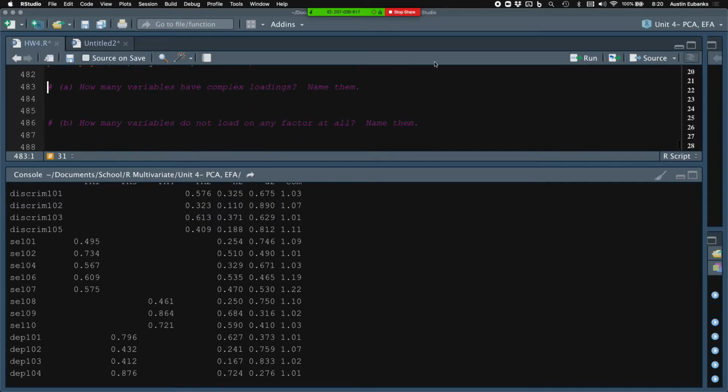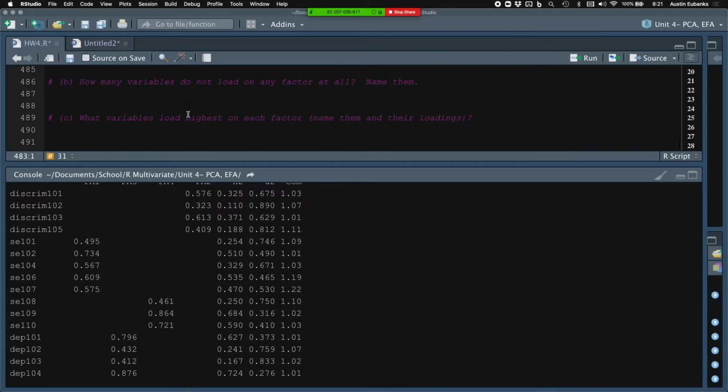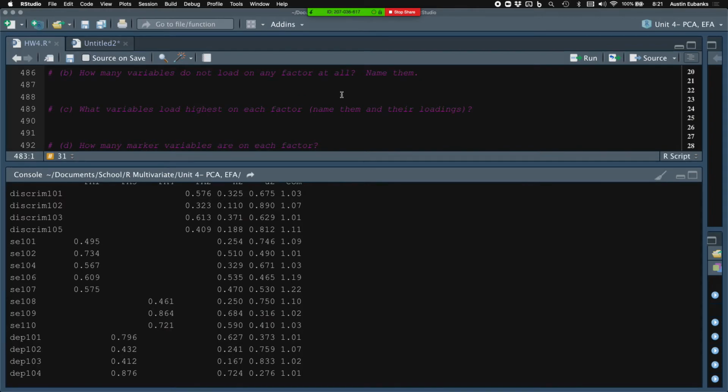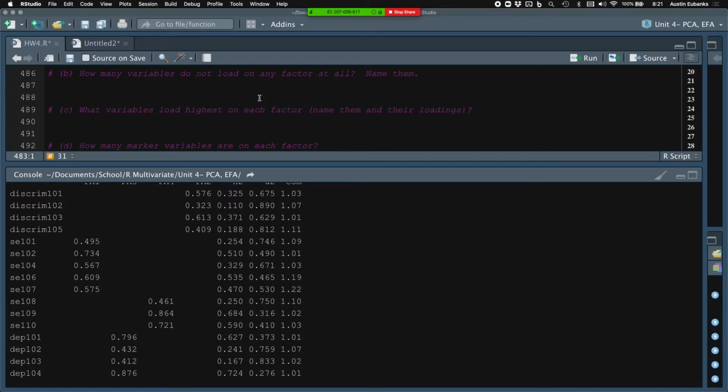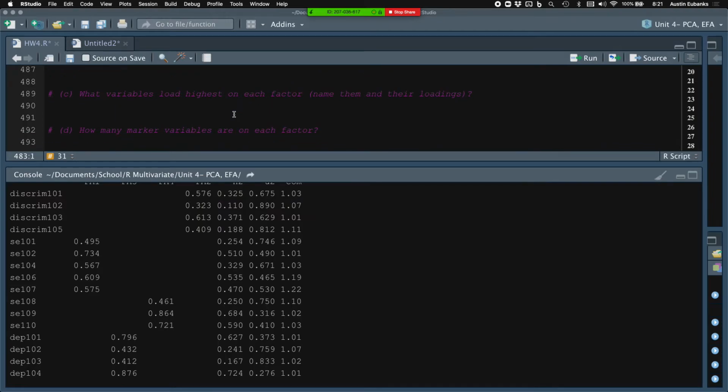And then, are there any that don't load on any factors? I don't think so. So we've got a nice simple solution here. As far as which variables load highest on each factor, that's pretty straightforward.